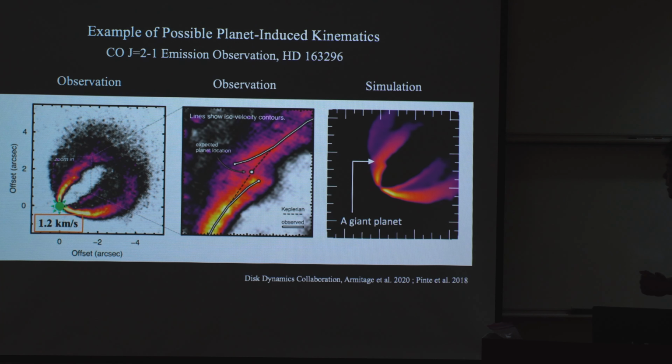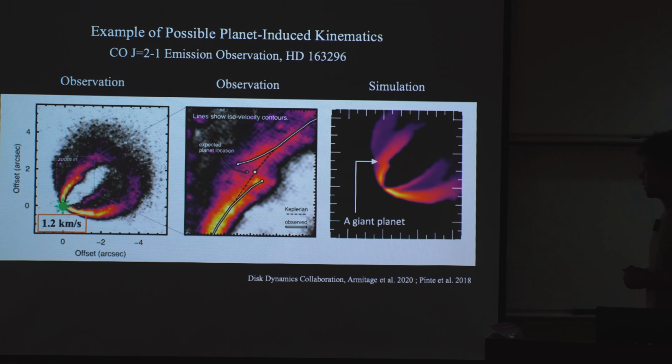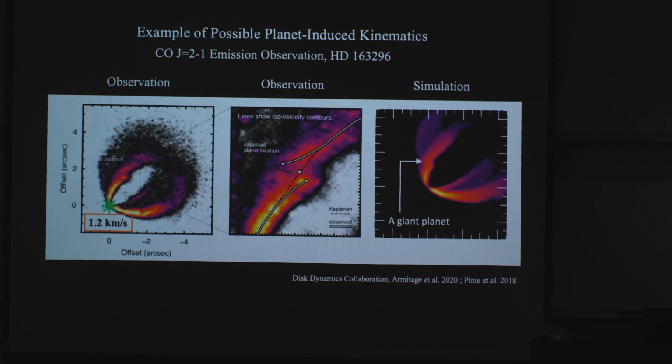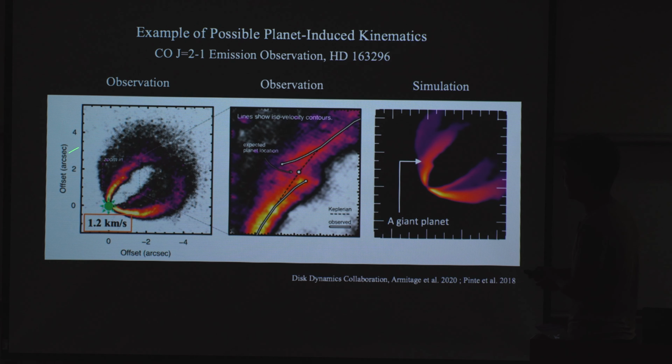So here is a real example of a detection of a non-Keplerian motion in the disk and the possible interpretation of planets. These panels are a bit technical for people not familiar with molecular gas observations, but don't worry, for our purpose, the essence behind it is simple. All these panels are called channel maps. In channel maps, we're looking at the distribution of gas in a disk that is moving at a particular line of sight velocity. For example, this is a channel map from CO, carbon monoxide observation, in a disk around a star called HD 163296.